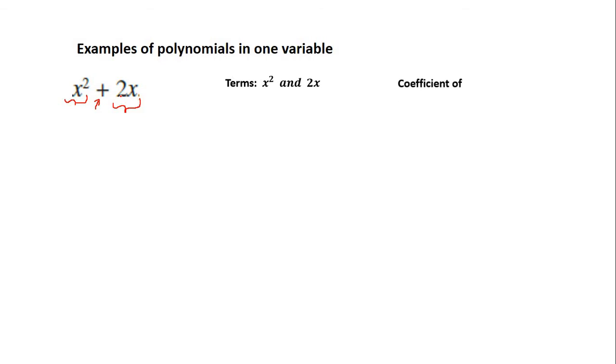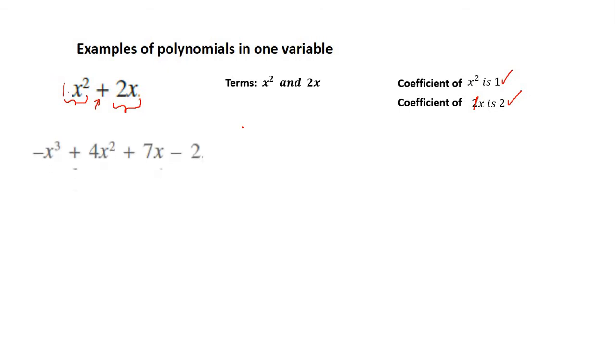So the multiple of x square is 1 here, right? So we can say the coefficient of x square is 1. The coefficient of x is 2 here. So we can say the coefficient of x is 2. So we can find the variable terms and the coefficients of the variable terms with the help of a given polynomial in one variable.